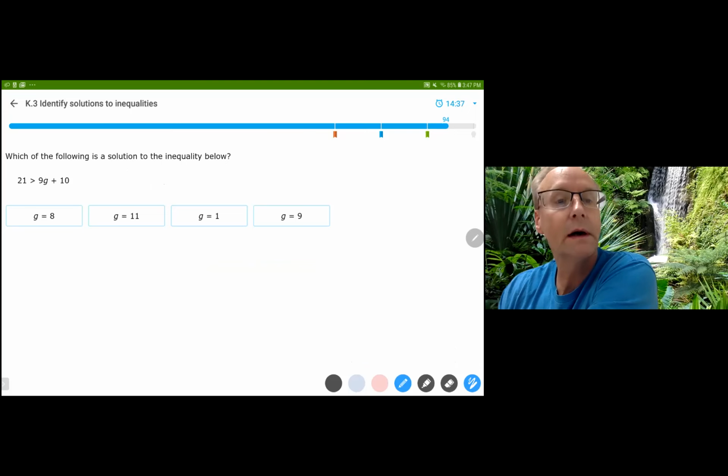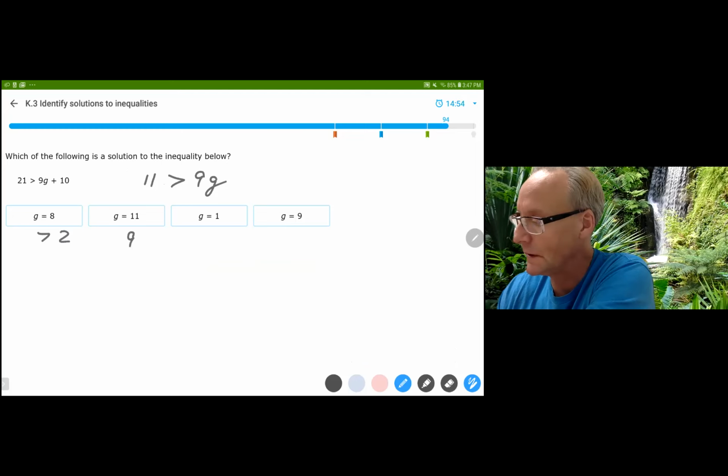And this one, I could substitute. I think I'm going to go ahead and subtract the 10 first and have 11 is greater than 9 times g. And I'm just going to multiply 9 times g each time. 9 times 8 is 72. 9 times 11 is 99. 9 times 1 is 9. And 9 times 9 is 81. Now we want 11 to be greater than one of these numbers, and 11 is greater than 9.